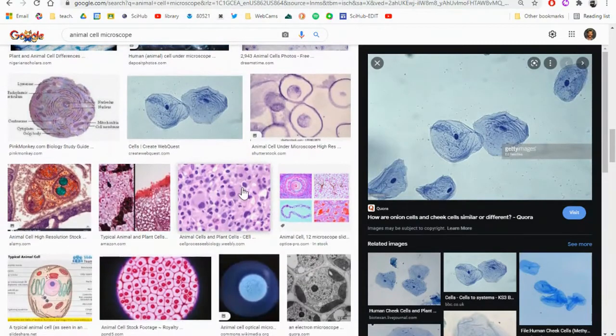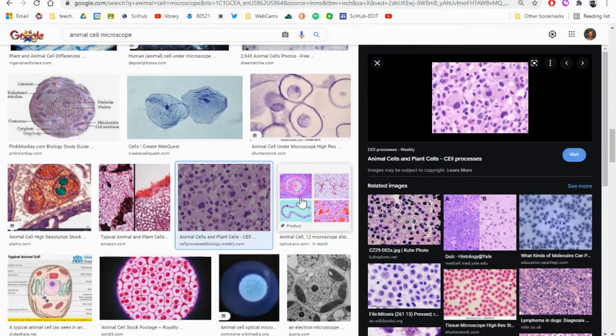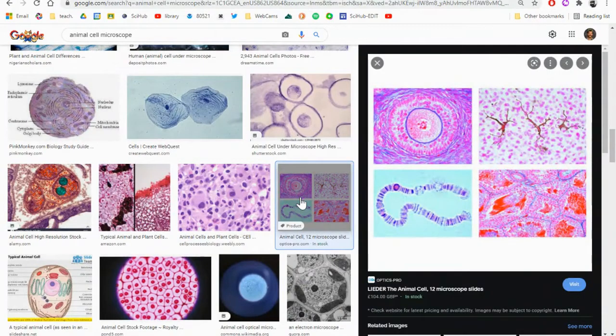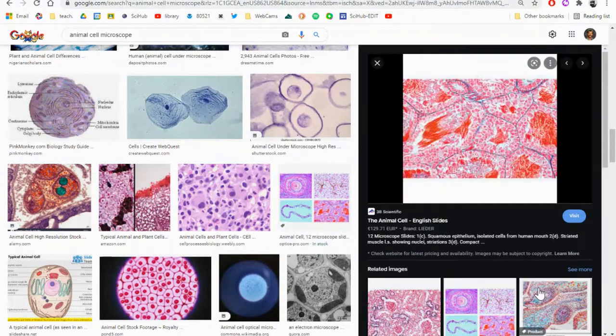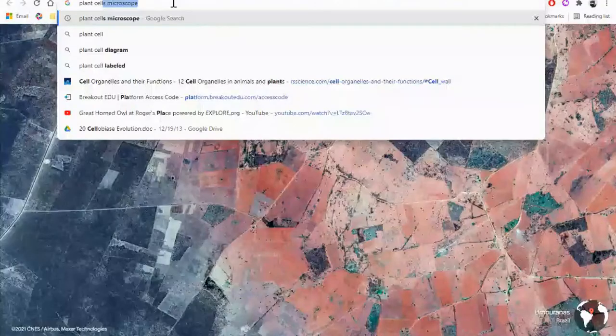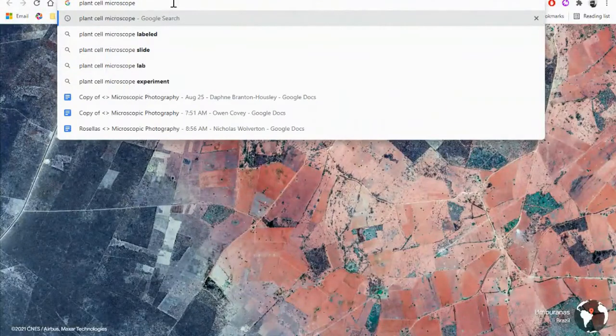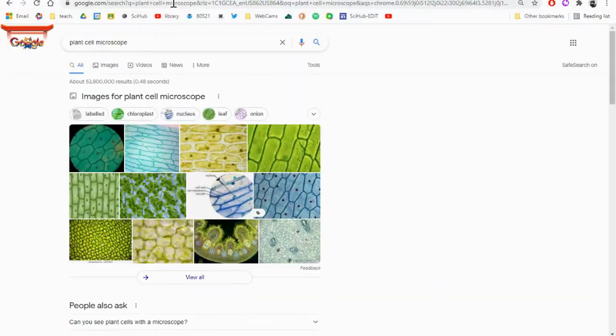All right, Wade, what about you guys? What did you discuss? So we thought that plant cells look more like bricks, kind of, stacked on top of each other, and animal cells look more like just a bunch of circles. Okay, animal cells are more circular and plant cells more bricky.